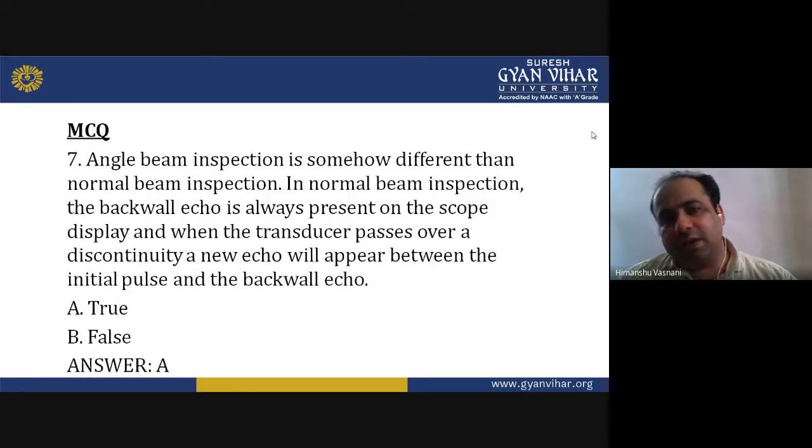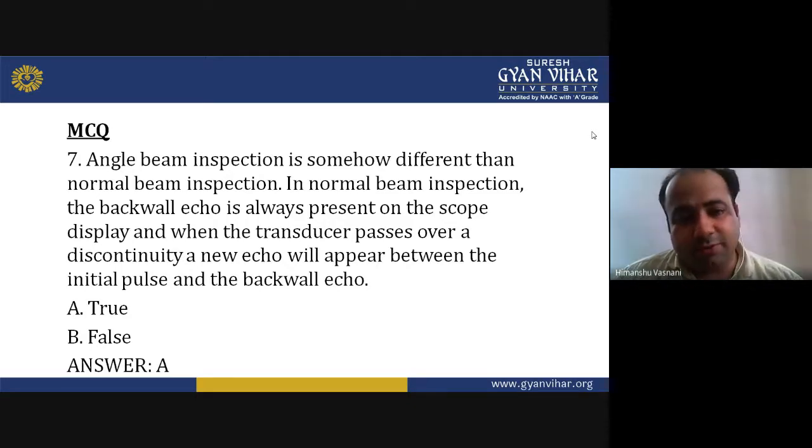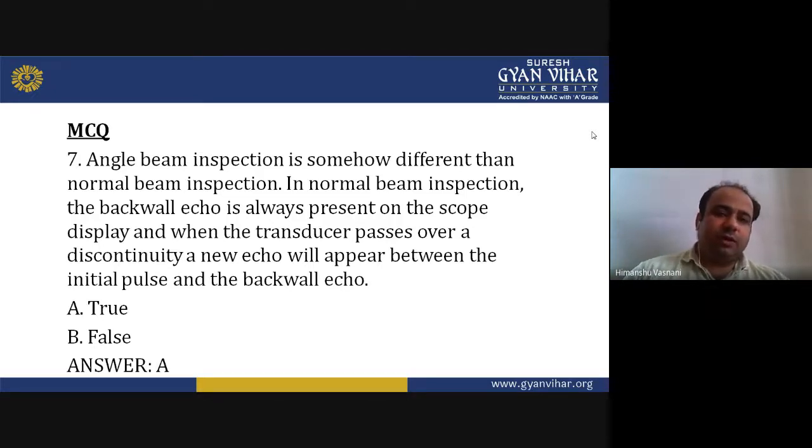Now, angle beam inspection is somewhat different from normal beam inspection. In normal beam inspection, the back wall echo is always present on the scope display, and when the transducer passes over a discontinuity, a new echo will appear between the initial pulse and the back wall echo. You are comparing the angle beam with a normal beam. So, what do you say about this statement? Is it true or false?